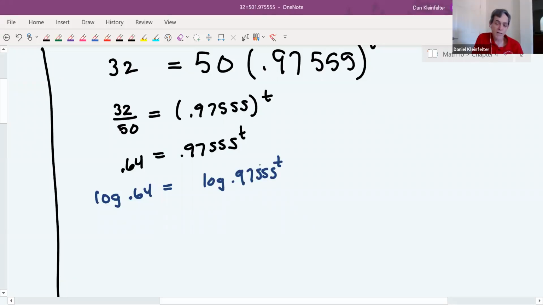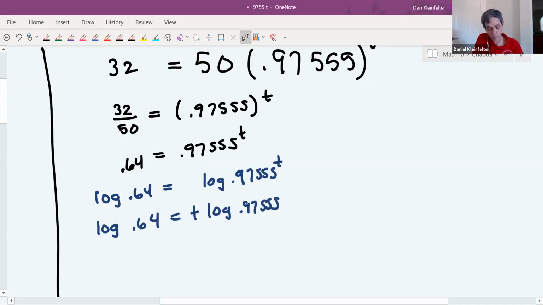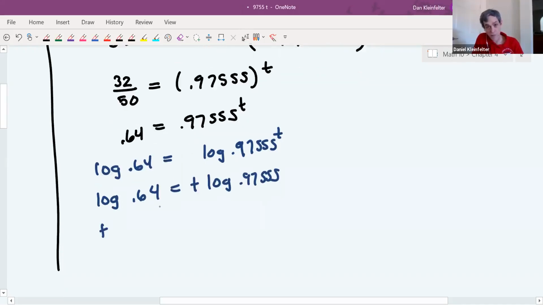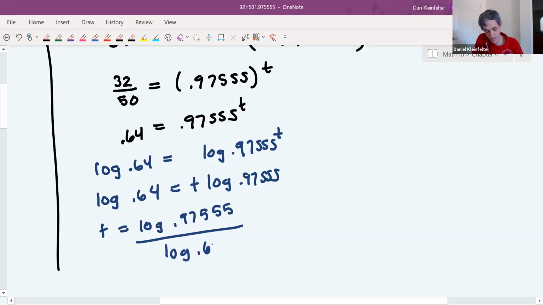Okay, again, our reason for doing that is so that we can bring that t around front. So we have log 0.64 equals t log 0.97555. Okay, dividing by the log of 0.64 on both sides, we'll have log 0.97555 divided by log 0.64. Okay, and that's about 0.055.